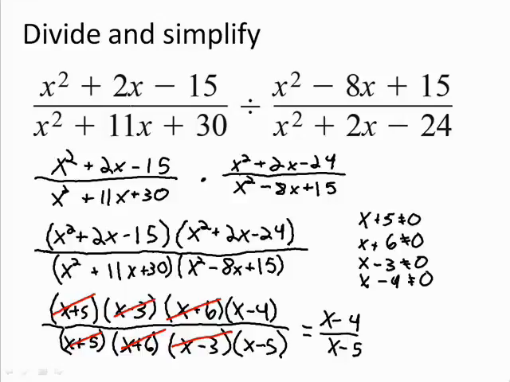X plus 5 cannot be equal to 0, x plus 6 cannot be equal to 0, x minus 3 cannot be equal to 0, and x minus 4 cannot be equal to 0. So x cannot be equal to negative 5, negative 6, 3, or 4. The simplified expression is x minus 4 divided by x minus 5, where x is not equal to negative 5, negative 6, 3, or 4.